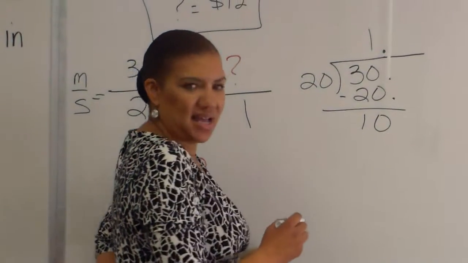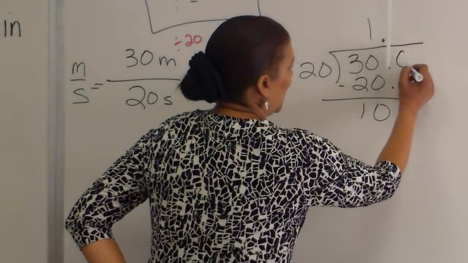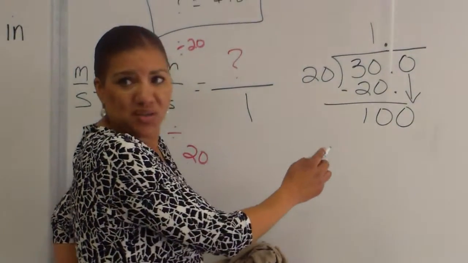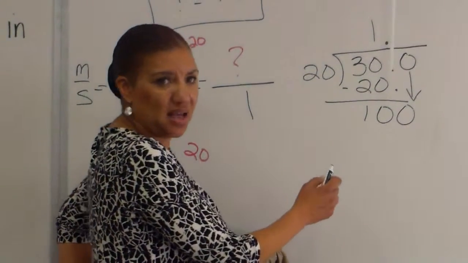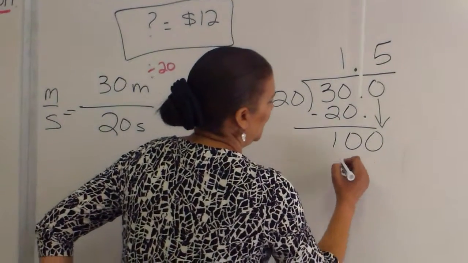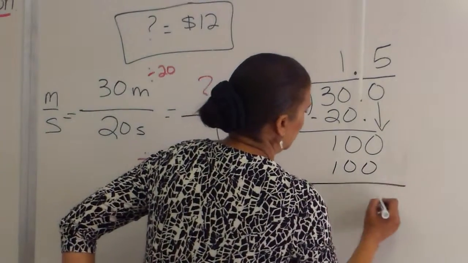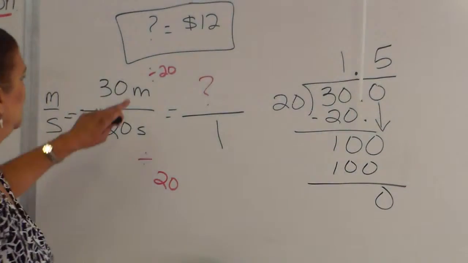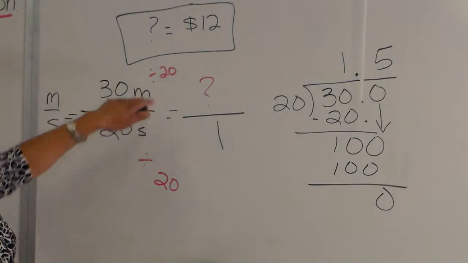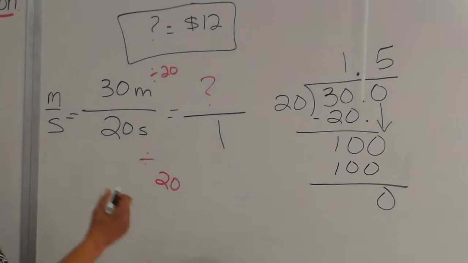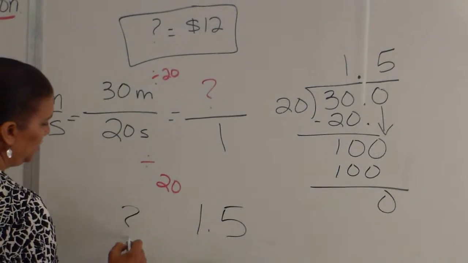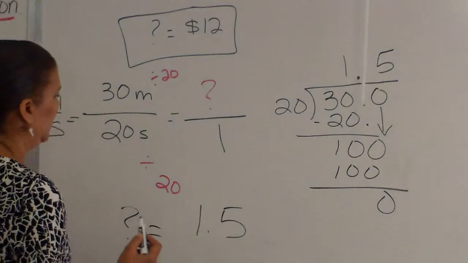Does 20 go into 10? No. So I'm going to add a 0 and bring it down. 20 goes into 100 how many times? 5. 5 times. 5 times 20 is 100. So that means 30 divided by 20 is what? 1.5. 1.5. So my unknown is 1.5.